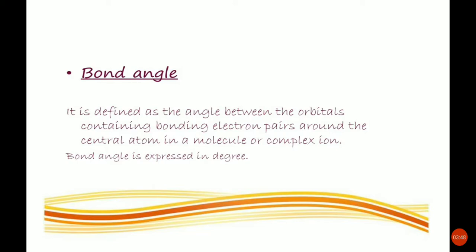So the bond angle is defined as the angle between the orbitals containing bonding electron pairs around the central atom in a molecule or complex ion, and bond angle is expressed in degree.